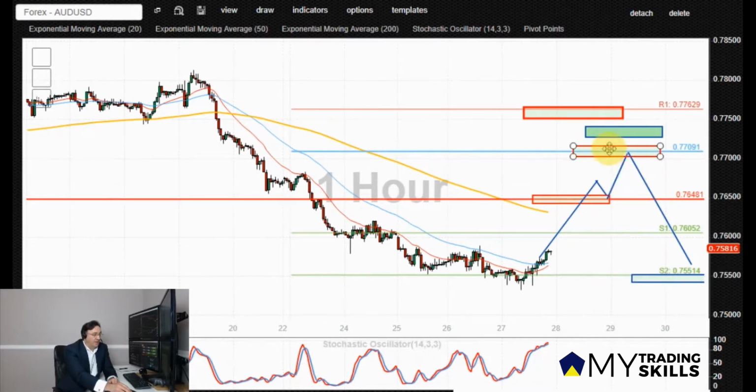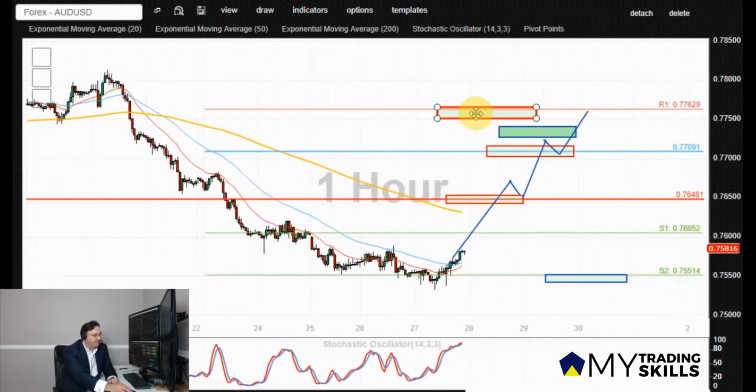Now, there is always an alternative. If the price breaks through that 77, quite often you get a small confirmation from above. Something like this could possibly happen. And then the price could possibly spike even higher towards 77.60.